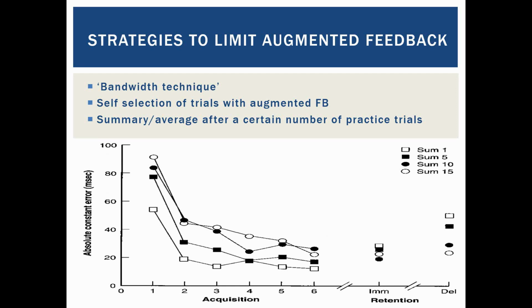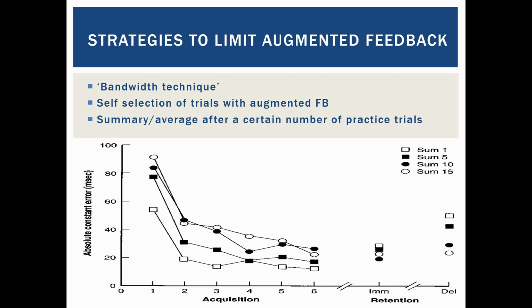How can we make sure that we don't provide too much augmented feedback? Well, one way of doing that is using the bandwidth technique that we provided before, because you only provide augmented feedback when the error is outside of an acceptable range. The other thing you could do is allow the learners to self-select on which trials they want augmented feedback. And for those of you who did the week 0 session with me, you would know that learners generally only ask for augmented feedback in about 20% of the trials where you would have otherwise given augmented feedback, which is a quite significant reduction.